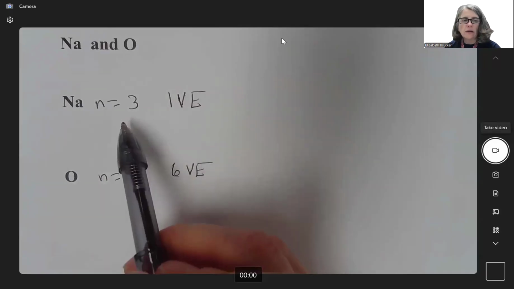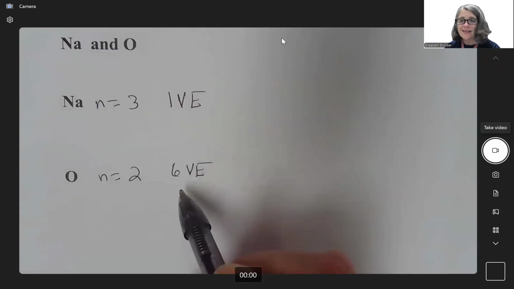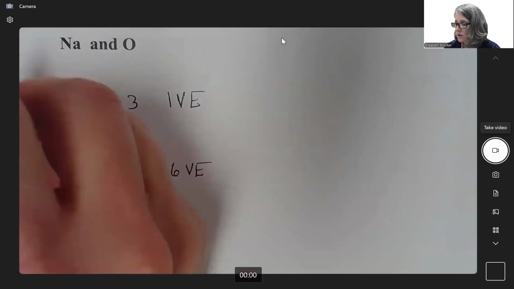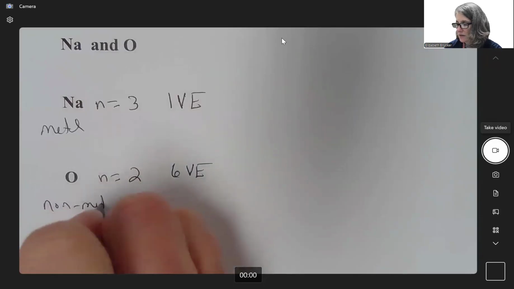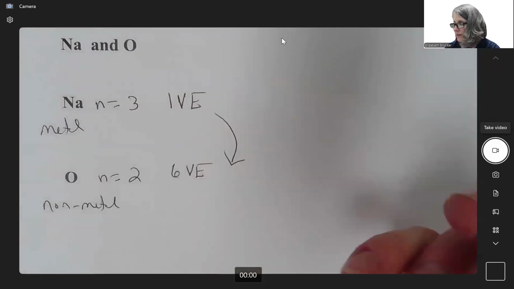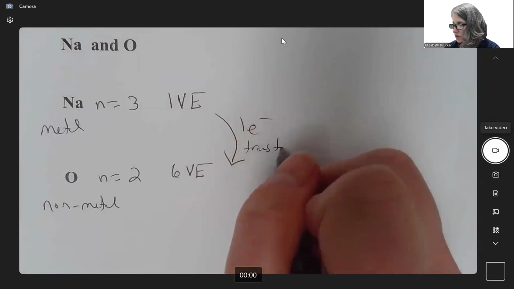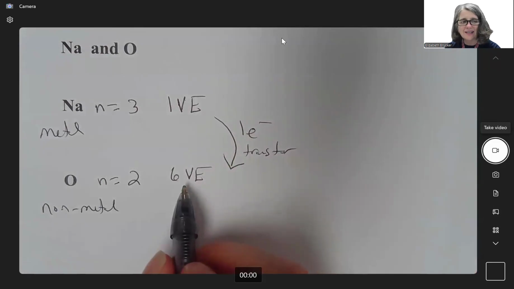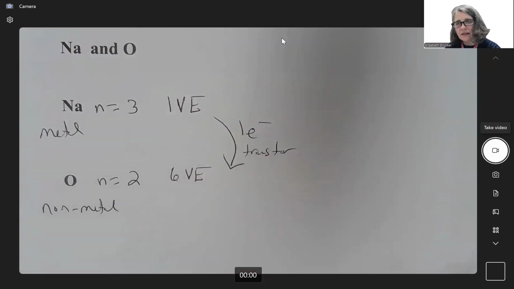So sodium is energy level 3. It has 1 valence electron. Energy level 2, it has 6 valence electrons. So again, this is my metal. It's going to transfer to my non-metal. Okay. So I am transferring an electron, but notice I am transferring 1 electron. I have 6 in oxygen. If I have 1 electron being transferred, I only have 7 valence electrons.